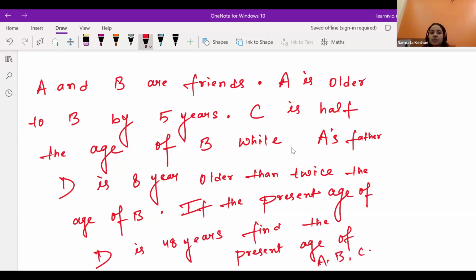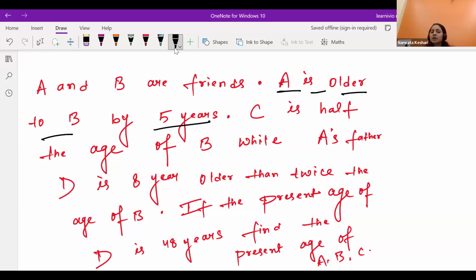Okay, let's do it. We'll be discussing. Here it says that A and B are friends. Now A is older to B by 5 years. That means age of A is 5 years more than age of B, right? Yes, ma'am. If A is older to B by 5 years, that means age of A is 5 years more than B.